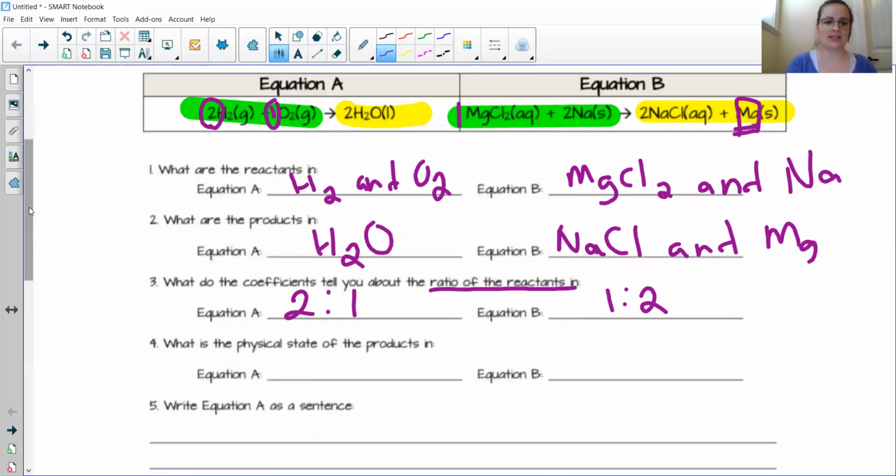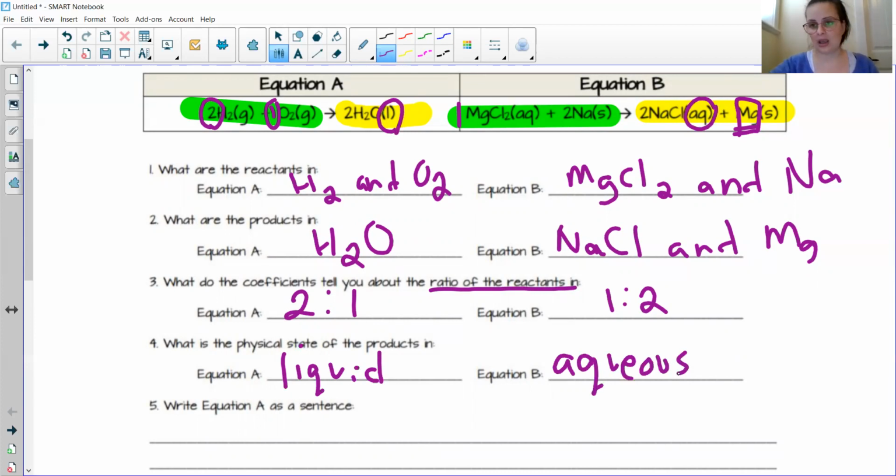The next part says, what is the physical state of products in equation A? That's what that little thing in the little brackets is, it's an L, so it means the water is in its liquid state as a product there. And for equation B, there is an AQ, which means sodium chloride is aqueous, which means it is in solution, it's salty water. And the S stands for solid.